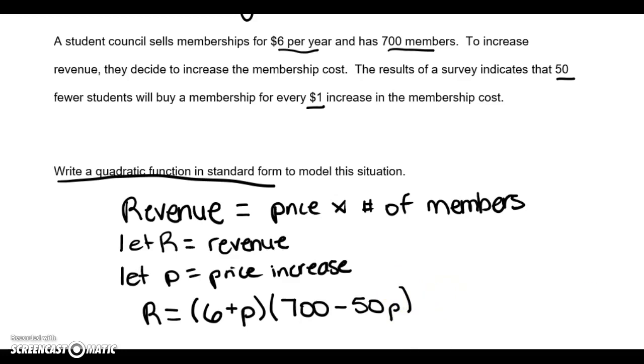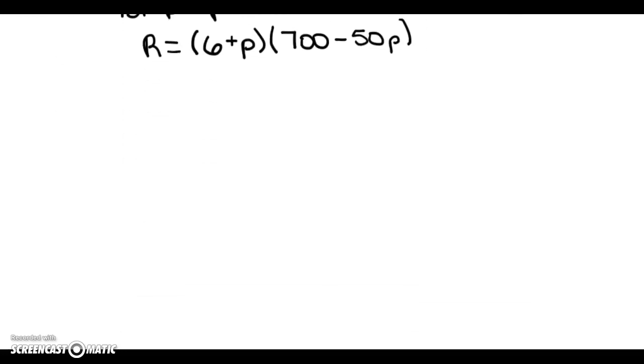So we have the basics of our equation right now, but now what we need to do is this has to be in standard form. In order to solve this, we're going to use a method called distribution, or when we have a binomial times a binomial, we can use something called FOIL.